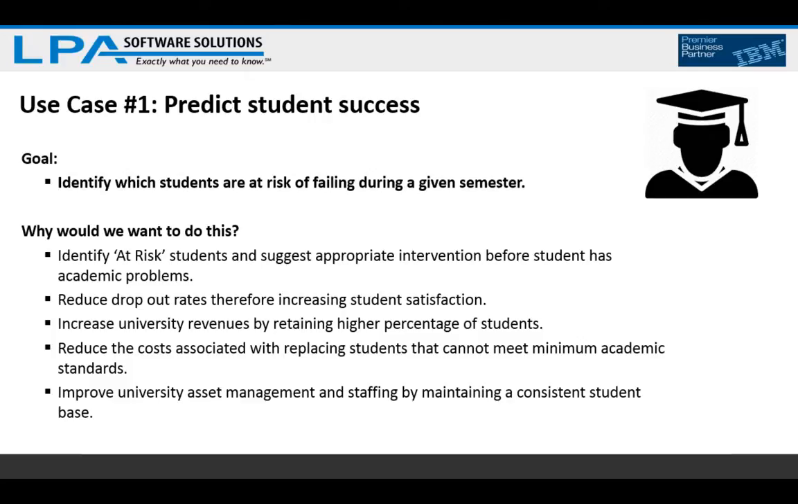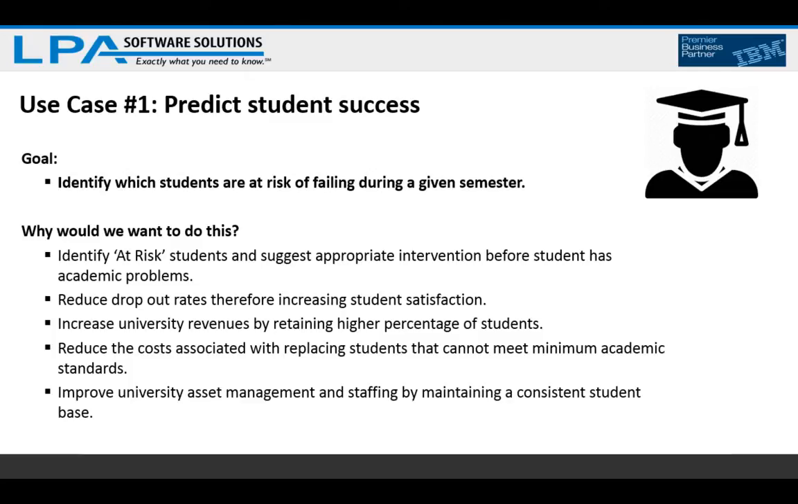Well, we want to identify these students so we can get ahead of the curve. So if we know what students are likely to have problems, we can suggest an appropriate intervention before it becomes a problem. This is going to lead to reduced dropout rates and also lead to increased student satisfaction. So our students are going to be happier because we're identifying problems before they occur, therefore giving an intervention, some kind of study, maybe tutoring, some type of study assistance, and being able to assist these students before it becomes a problem and they're on academic probation or they fail out of our university.